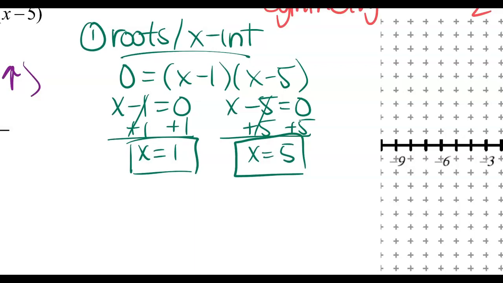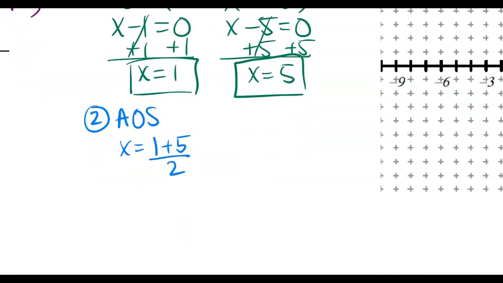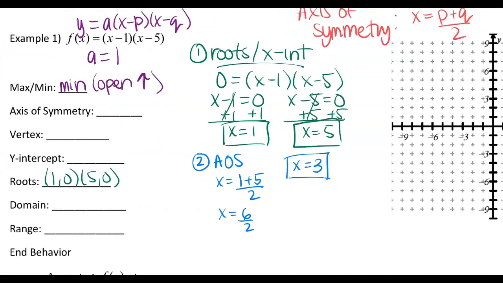So down here for step 2 in blue, we're going to find the axis of symmetry. Remember, AOS is axis of symmetry because Ms. Tapia is too lazy to write that out. So x is going to equal P plus Q divided by 2. Alex, what's 1 plus 5? And 6 divided by 2? So x is going to equal 3. What did you just find? It's the axis of symmetry. So over here to the side, x is going to equal 3.